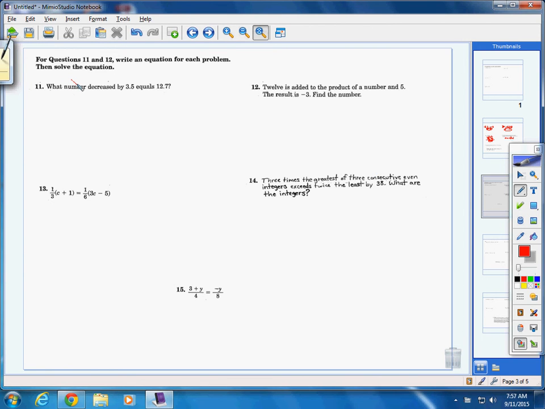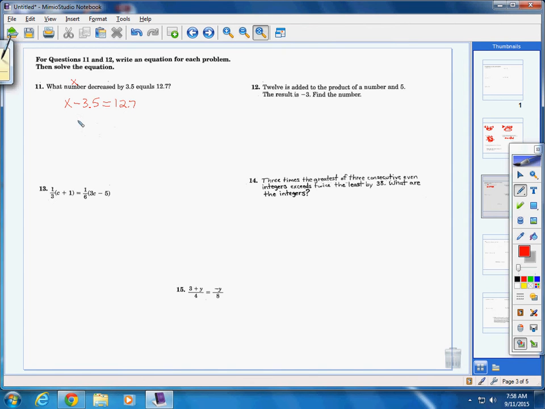x. This number that we don't know, we're going to call that x. So what number, x, decreased, so minus, by 3.5 equals 12.7? That's what we're being asked. It says, what is the value of x, essentially? So here's our equation. So that's step 1.